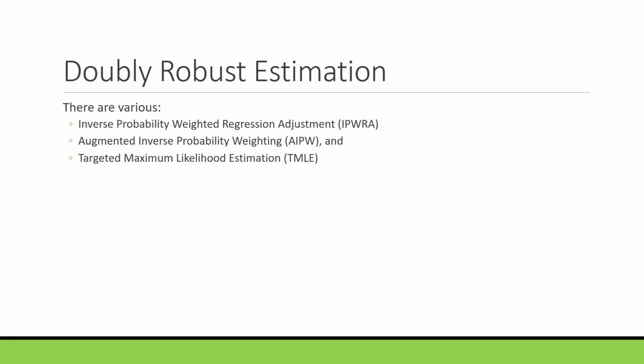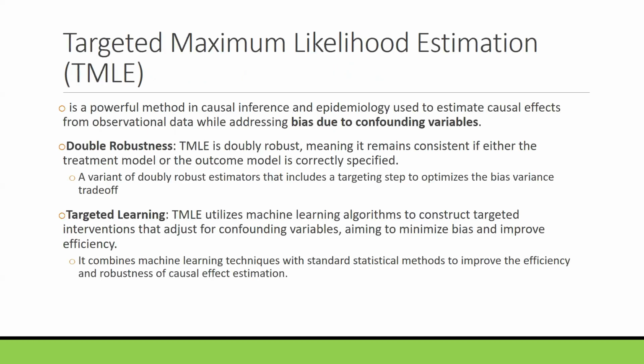Sometimes you may combine inverse probability treatment weight with regression adjustment, or to improve that specification, you may augment, okay? Or you may choose targeted maximum likelihood estimation. If our model is really complex and difficult for us to understand, we may go for these three methods. One of these methods is called targeted maximum likelihood estimation.